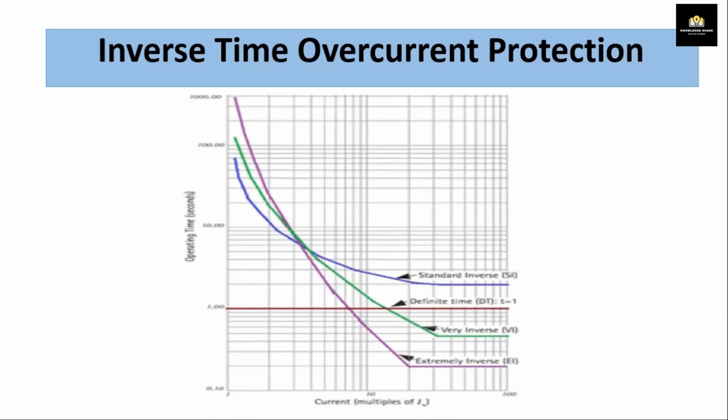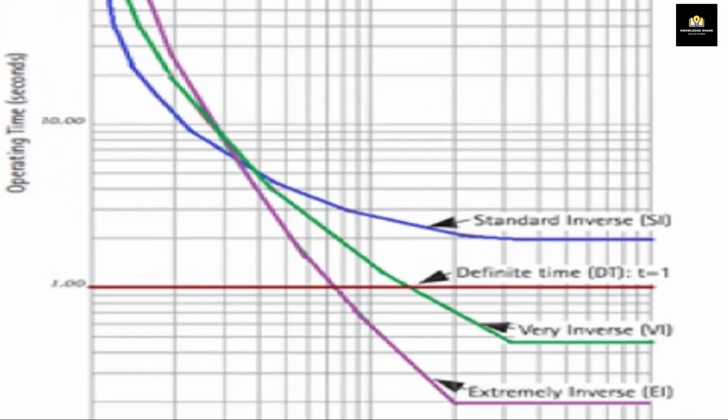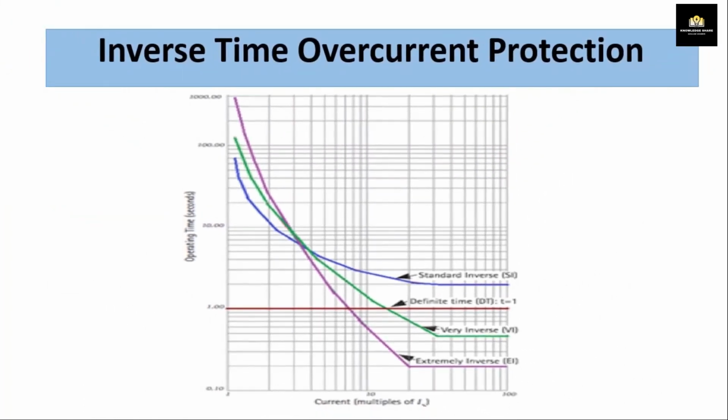As we can see from this, the very inverse curve is much steeper, and therefore the operating time decreases much faster for the same increase in current compared to the standard inverse curve. Very inverse overcurrent relays are particularly suitable if there is a substantial reduction of the fault current as the distance from the power source increases.